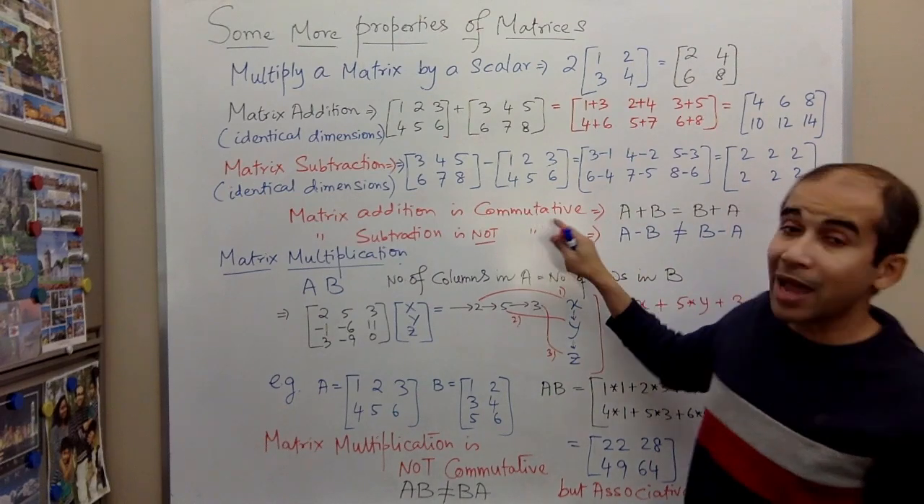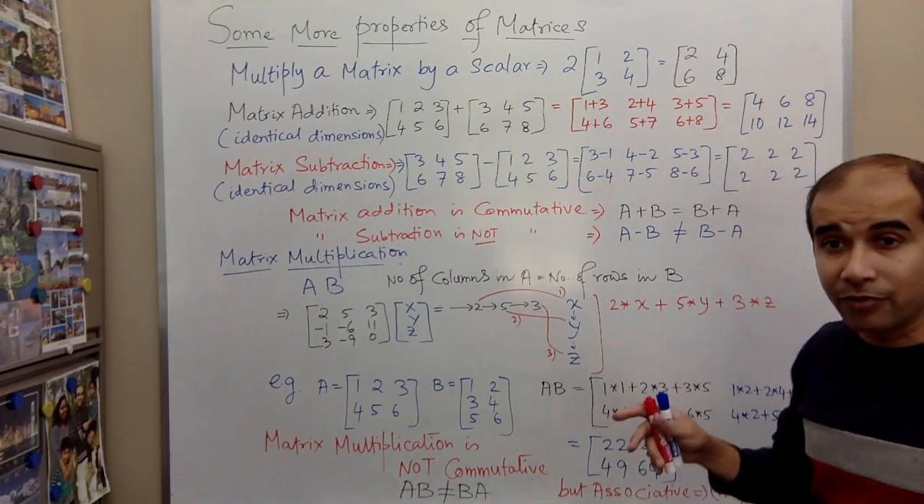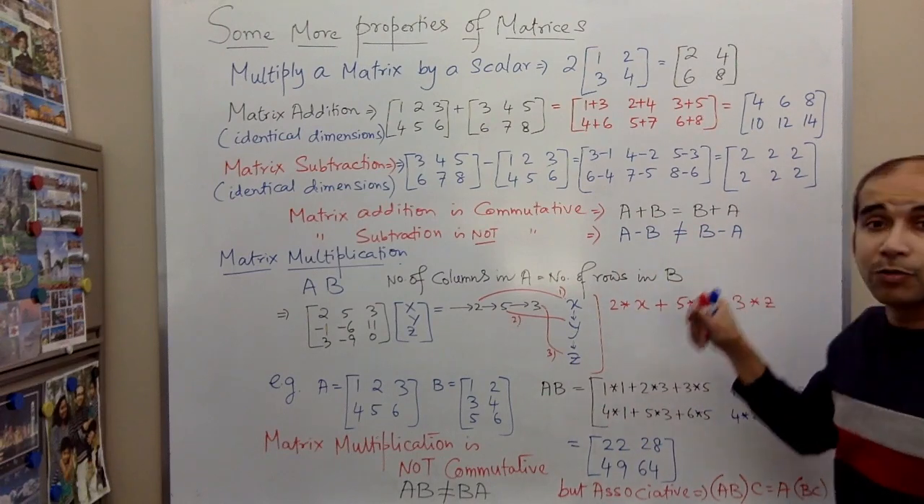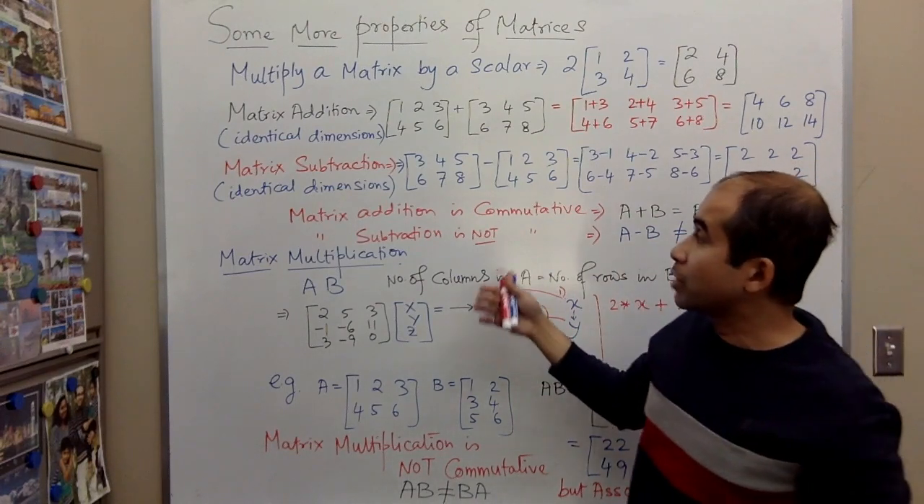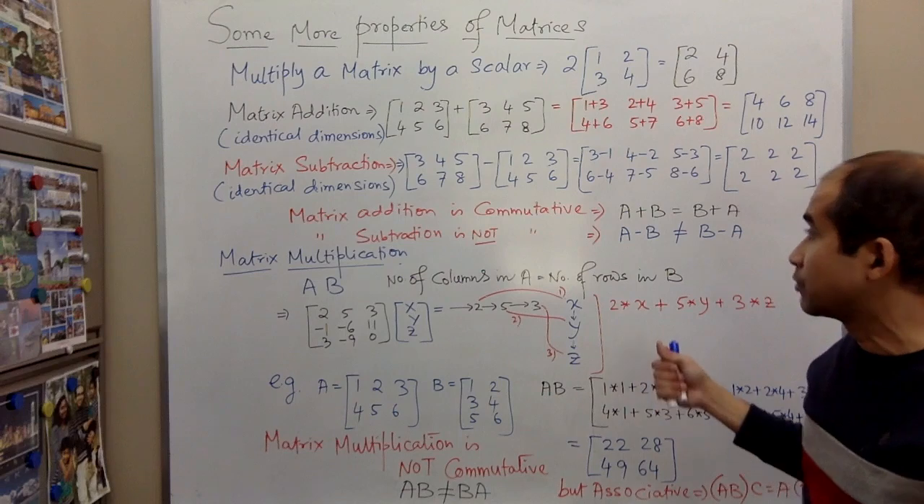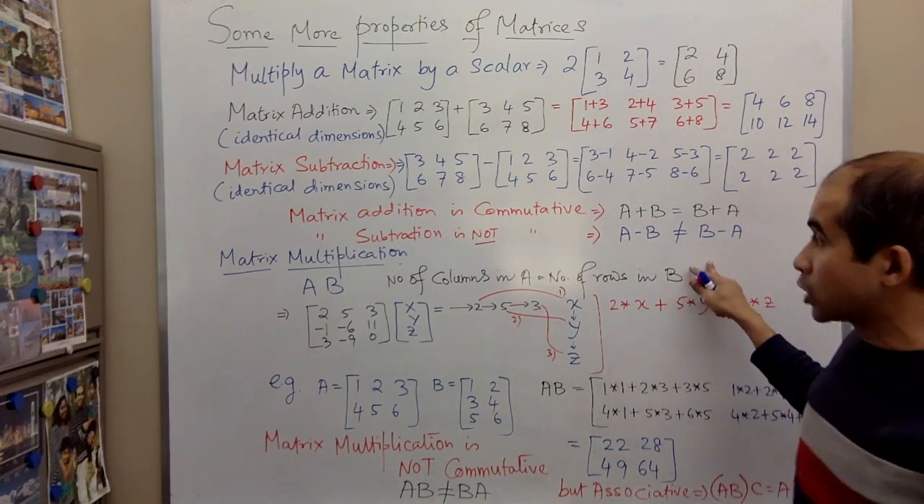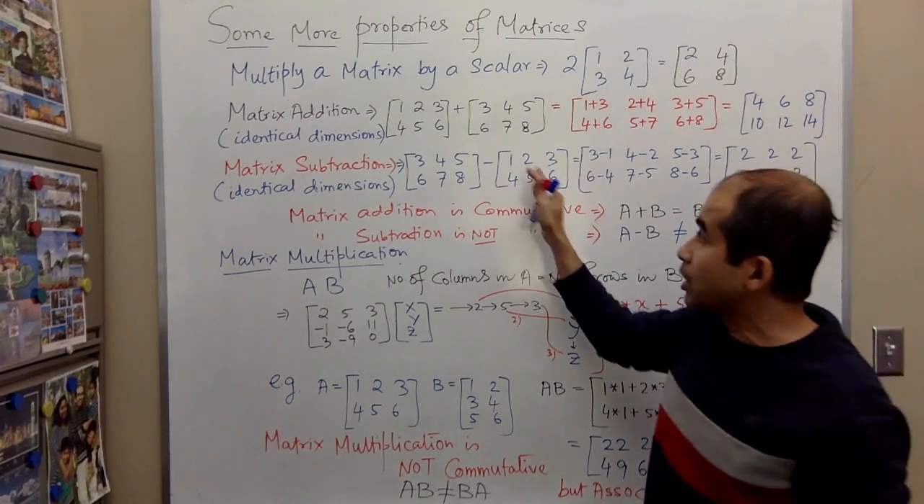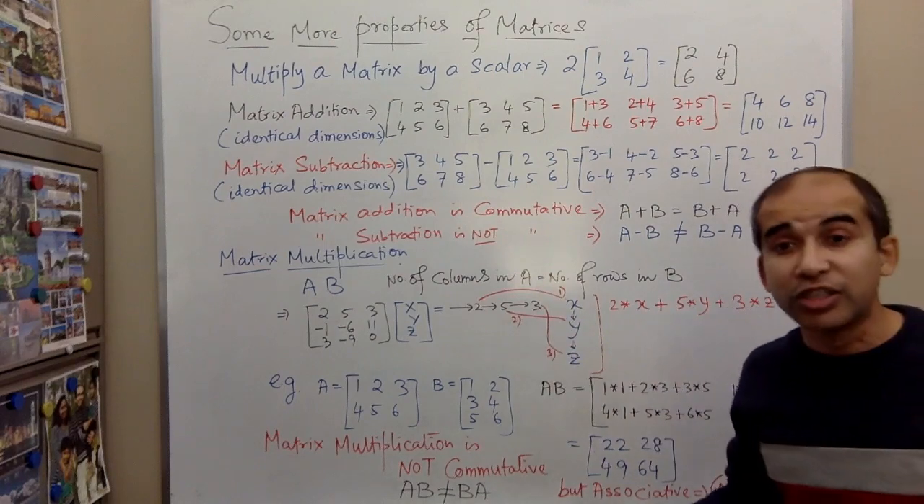Matrix addition is commutative, remember, like vector addition. A plus B equals B plus A. But like vector subtraction, matrix subtraction is not commutative. So A minus B is not equal to B minus A. If you subtract them in a different order, this will produce a different matrix.